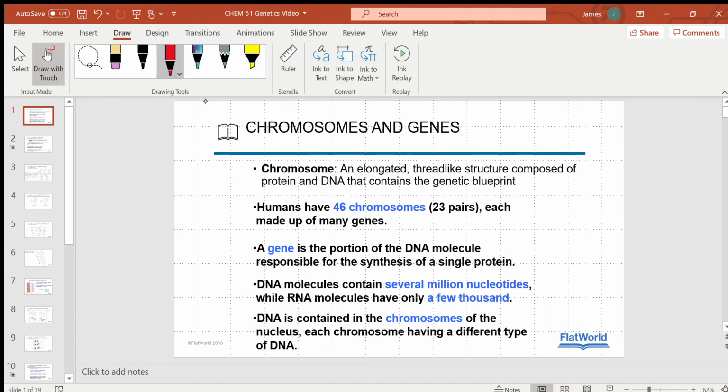So select the pen, chromosome. I would like my students to know what a chromosome is. So it's essentially the storage vesicle that DNA is kept within. So let's say it stores DNA. It's how DNA is packaged.